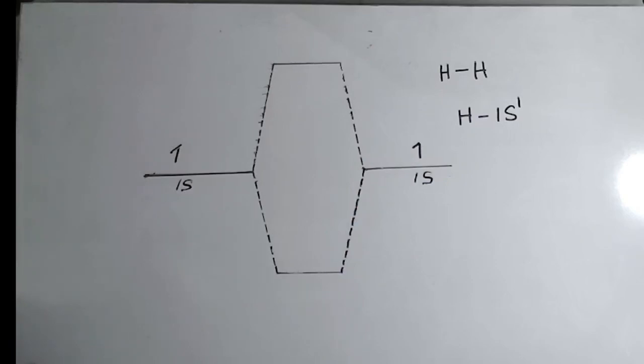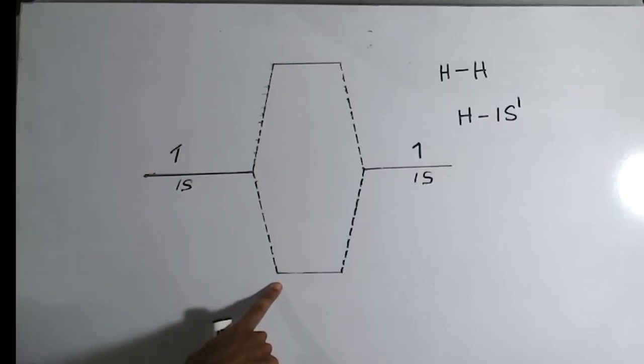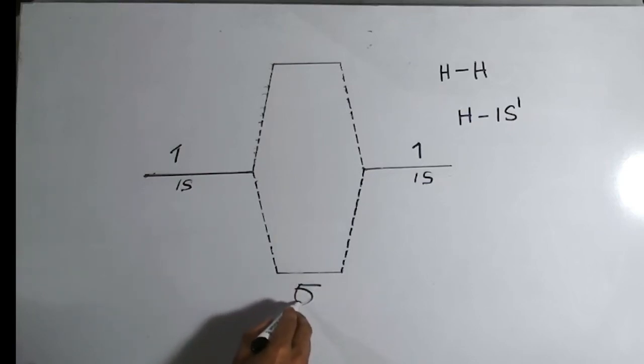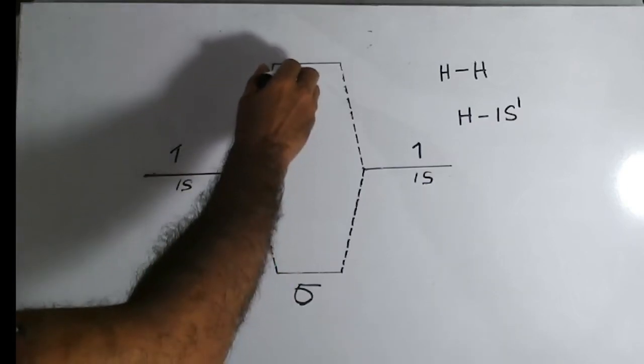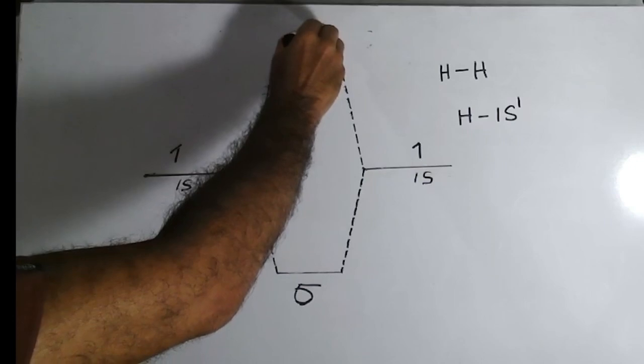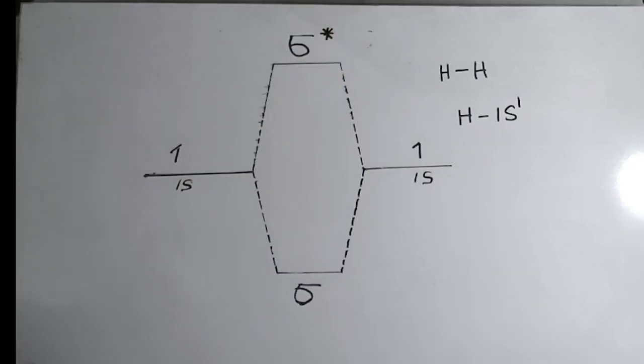We know now the hydrogen molecule has one sigma bond. So this would be the bonding molecular orbital, which we can write as sigma. And this is the anti-bonding molecular orbital, which we can write as sigma star. You know, in anti-bonding molecular orbitals, the electron density is going to be zero.